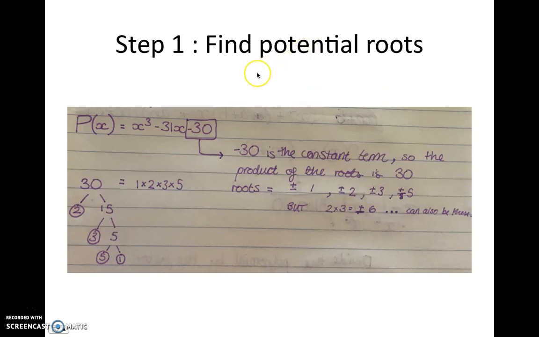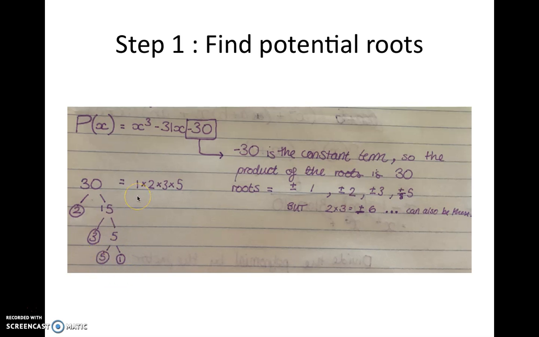Step 1, you've got to find potential roots. So as previously mentioned, you find the constant abc, which here is minus 30. You then break it down into its simplest form. So you divide by 2, which is a factor, into 15. Divide by 3, which is a factor. And then even though 5 is a prime number, you've then got to break it down into 5 and 1.